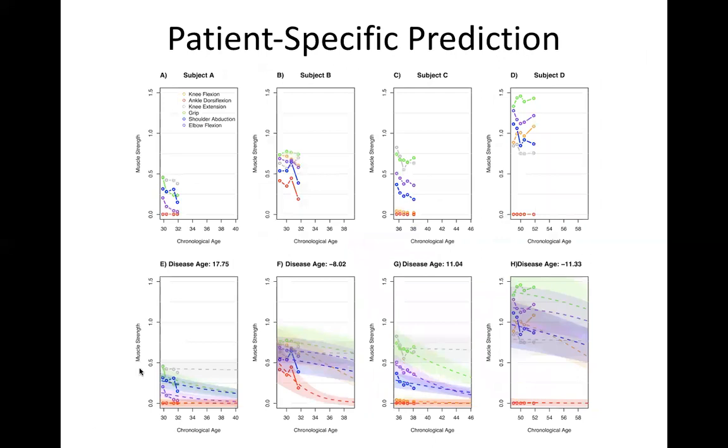So for instance, as we expected, subject A will be most actively progressing over the next 10 years on their upper extremities. So many of their upper extremities, grip, shoulder abduction, and elbow flexion, will go from, say, above about 25% to less than 10% over the course of the next 10 years. Whereas subject B will be most actively progressing on dorsiflexion and knee flexion over the course of the next 10 years.